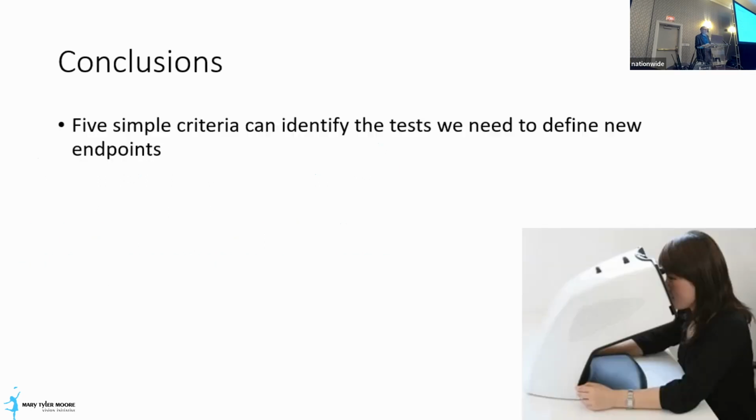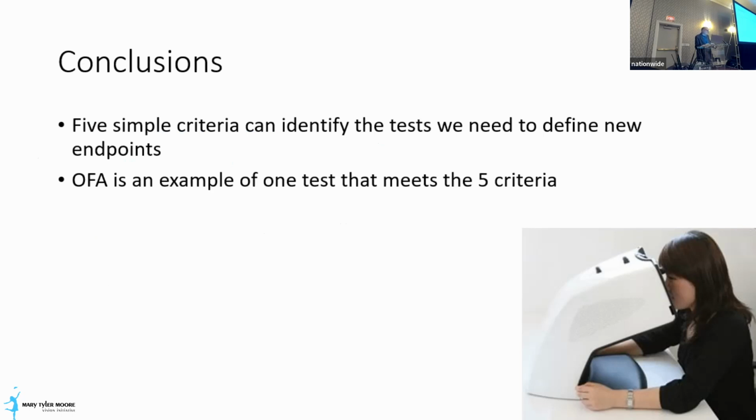Okay, so the conclusions, these are 5 simple criteria that we need to think about. OFA is an example of a test that meets all 5 criteria. And I've set out the criteria today. Let's knock my test off with something that's better.